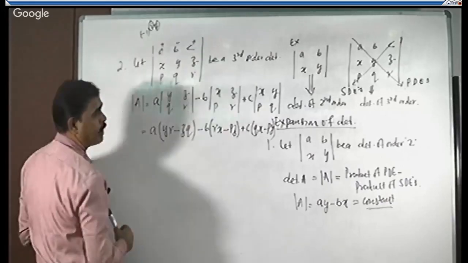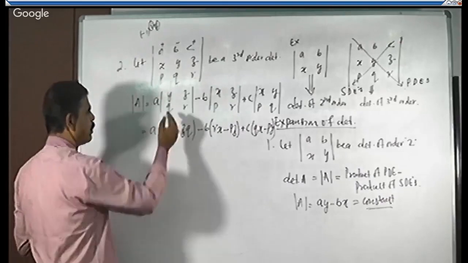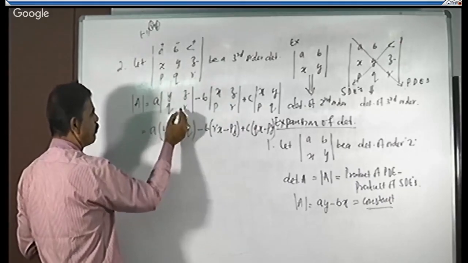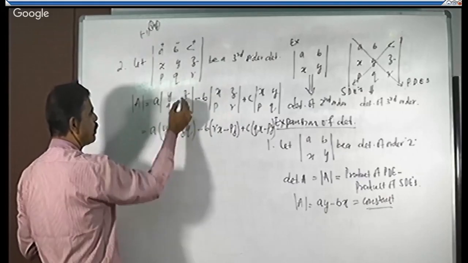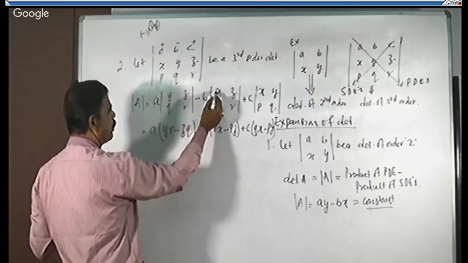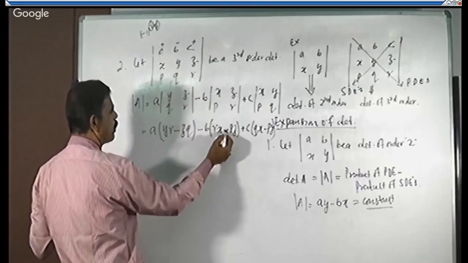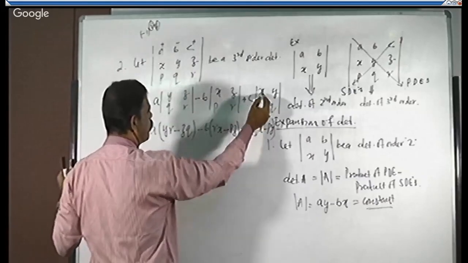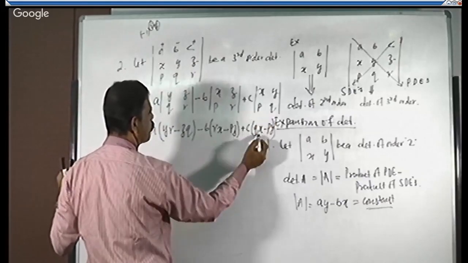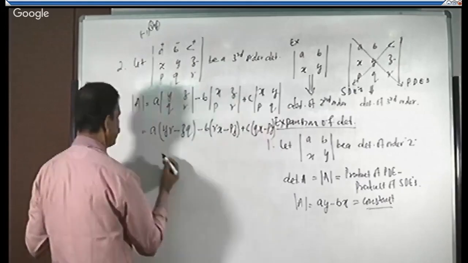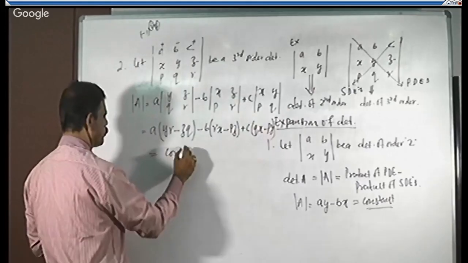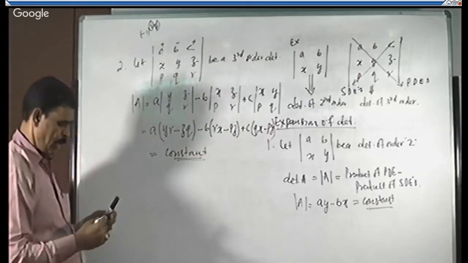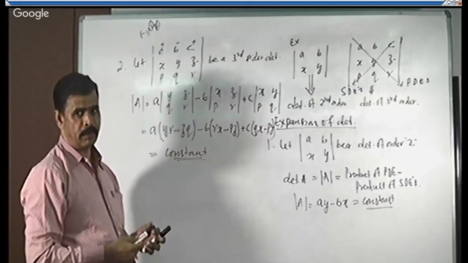Then we have a second order determinant at the first step. Expanding: product of these two, Y into R, YR, minus Q into Z, QZ. Minus B into product of these two, XR minus P into Z, PZ. Plus C into product of these two, X into Q, QX, minus P into Y, PY. Finally, you will get some constant. This is the expansion of a determinant.